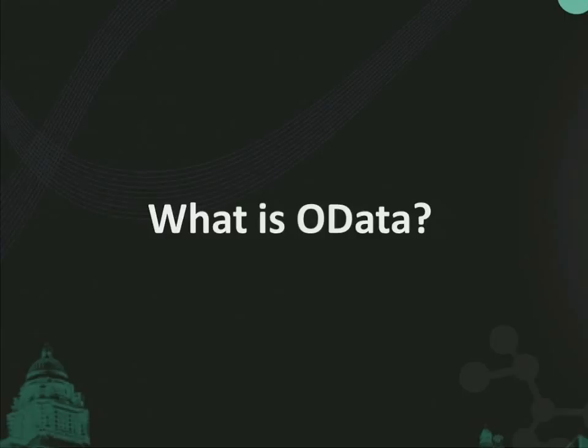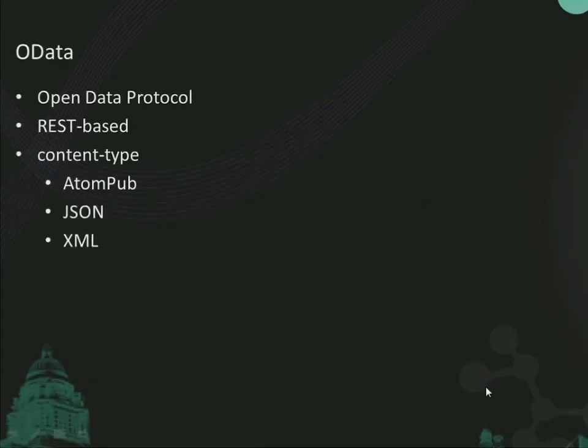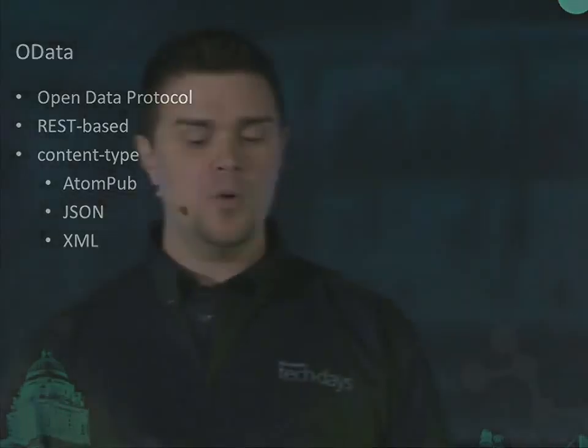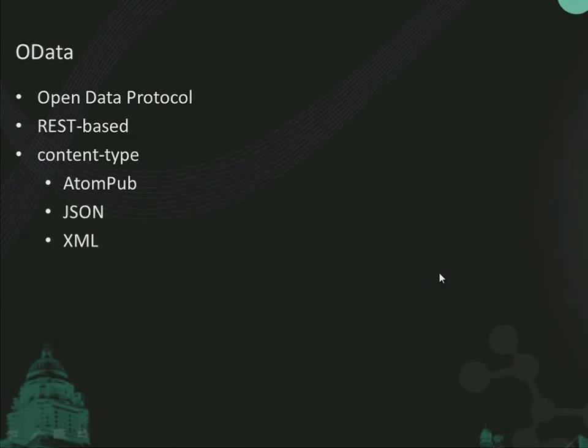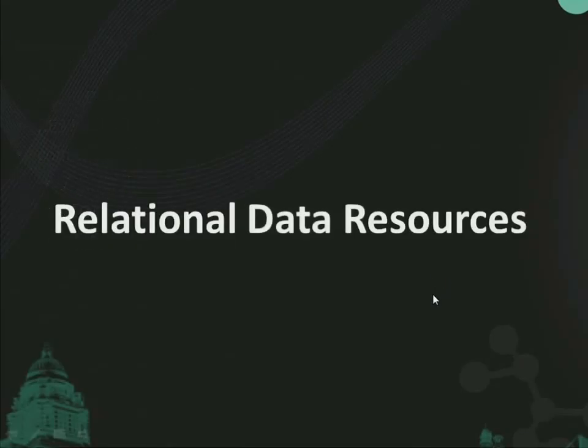Now, how many people have heard of OData by now? It's been around for a little while. Okay, pretty good number. OData is the Open Data Protocol, and it's REST-based. It can return several different content types: Atom, JSON, and XML. There's a point of contention among some people whether it's REST-based. As you'll see, it actually does fit into the whole resource-oriented architecture guidelines. And I think that it works best when you're working with relational data sources.